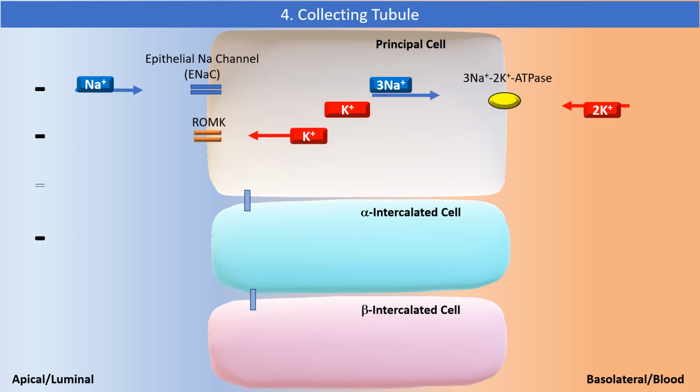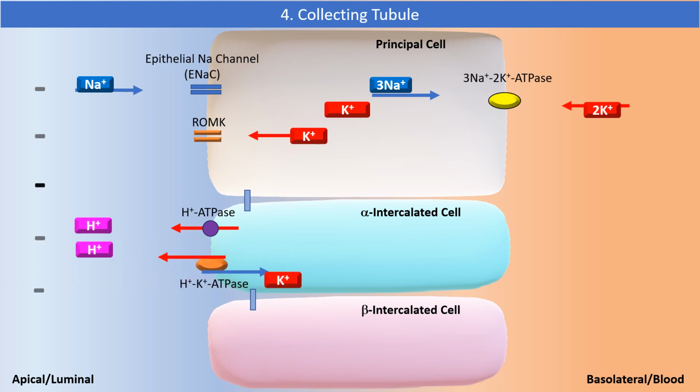Next door, we have the alpha intercalated cell. This cell is equipped with a proton transporter called hydrogen ATPase. The negatively charged lumen also facilitates hydrogen secretion via hydrogen ATPase. This is predominantly how the kidneys get rid of acid. Alpha intercalated cells also have a hydrogen-potassium transporter, where potassium gets reabsorbed in exchange for the secretion of a hydrogen. Hydrogen secretion via the hydrogen-potassium transporter is only minor.